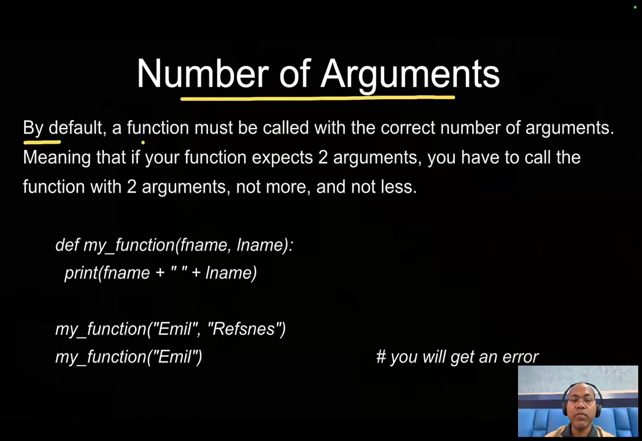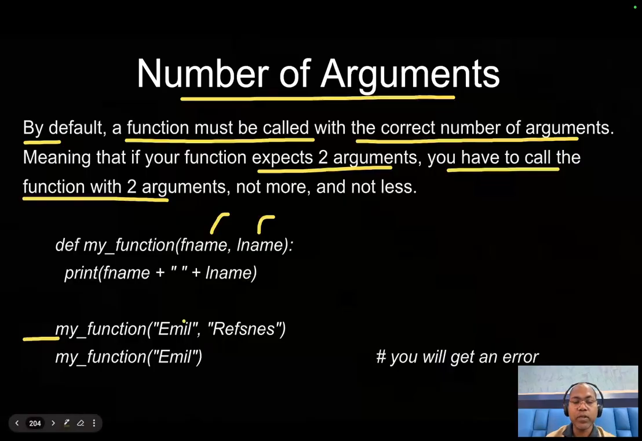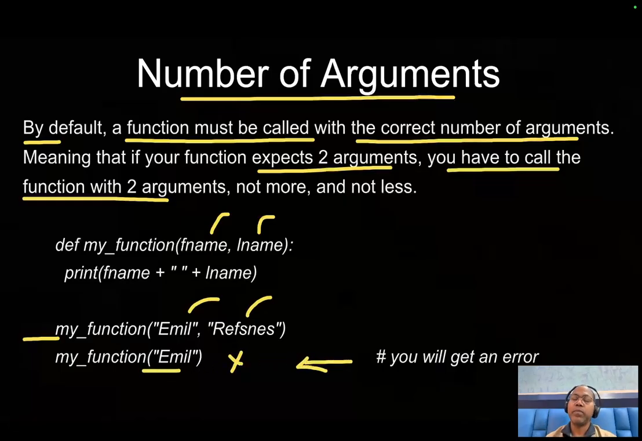By default, a function must be called with the correct number of arguments. That means if your function expects two arguments, you have to call it with two arguments. Like here, the function takes first name and last name. Whenever someone calls my function, it always expects first name and last name. If you pass only the first name and not the last name, the Python interpreter throws an error. So the default rule is that whatever number of parameters the function defines, you have to pass the same number of arguments.